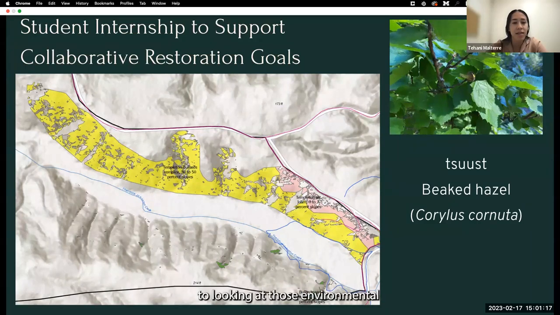In addition to looking at those environmental parameters, I also narrowed these areas down to highlight parts of the forested uplands that are within 100 feet of trails and roads. This is because once these plants are revegetated, it would be good to have them accessible for stewardship and for cultural practitioners to access them. So that's just a little bit about what I did this past summer to support the Reserve's collaborative restoration and co-stewardship goals that Alice and Ashley have both been working very hard on. Mahalo nui.